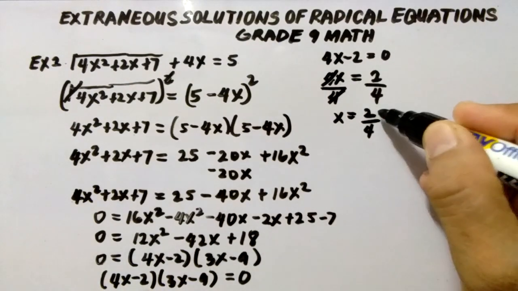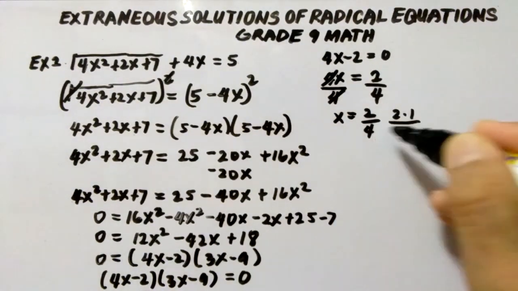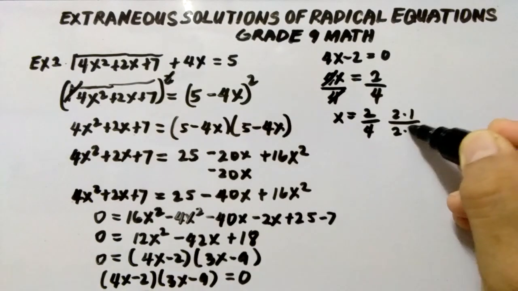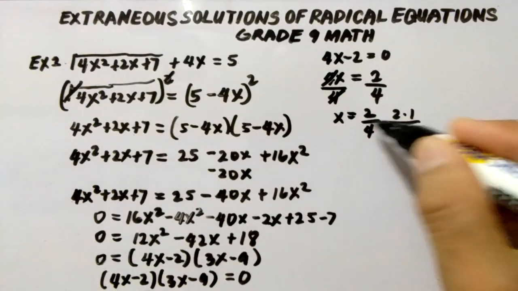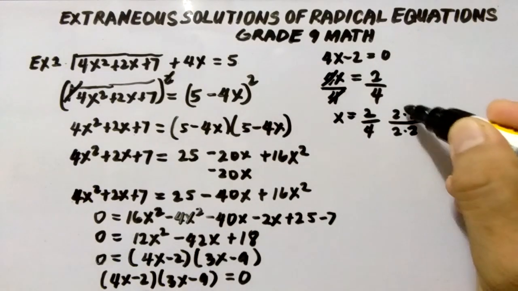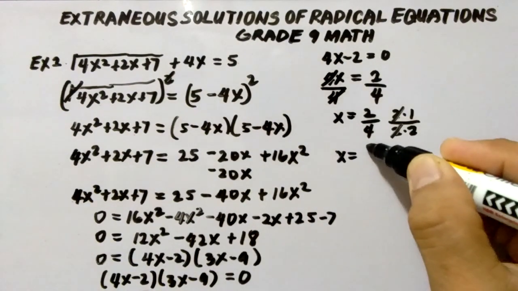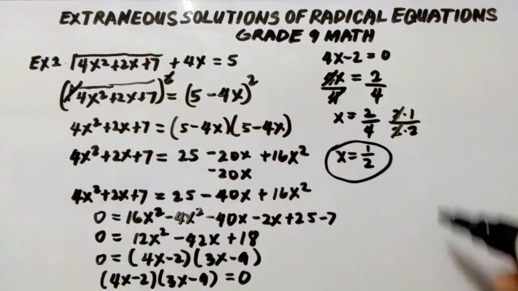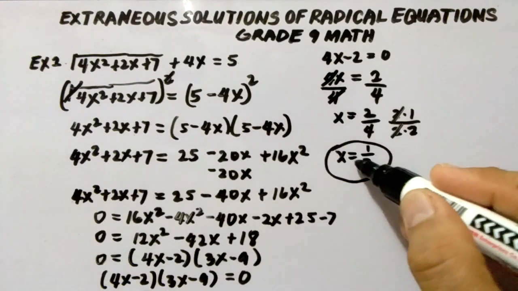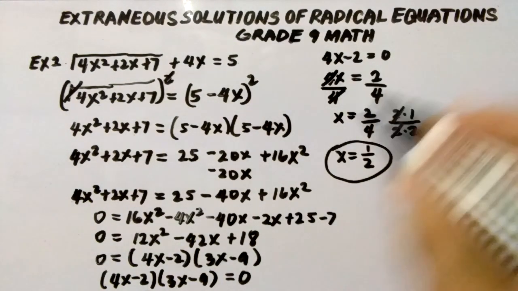Then, kunin po natin yung factors ng 2. So we have 2 times 1 over, ang factors po ng 4 is 2 times 2. Ito po yun, i-reduce natin into lowest term. So we have cancel this. So x is equals to 1/2 or 1 over 2. Okay. So we have the first value of x. X is equals to 1/2.